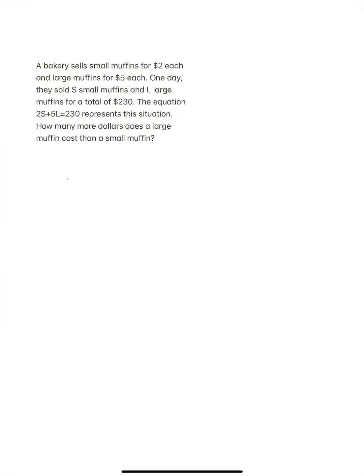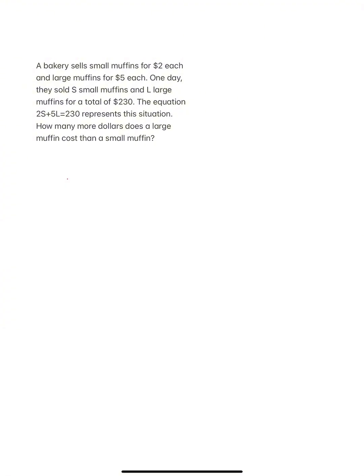So when we look at this word problem, it tells us that a bakery sells small muffins for $2 each and large muffins for $5 each. One day, they sold S small muffins and L large muffins for a total of $230. The equation 2S plus 5L equals 230 represents this situation.